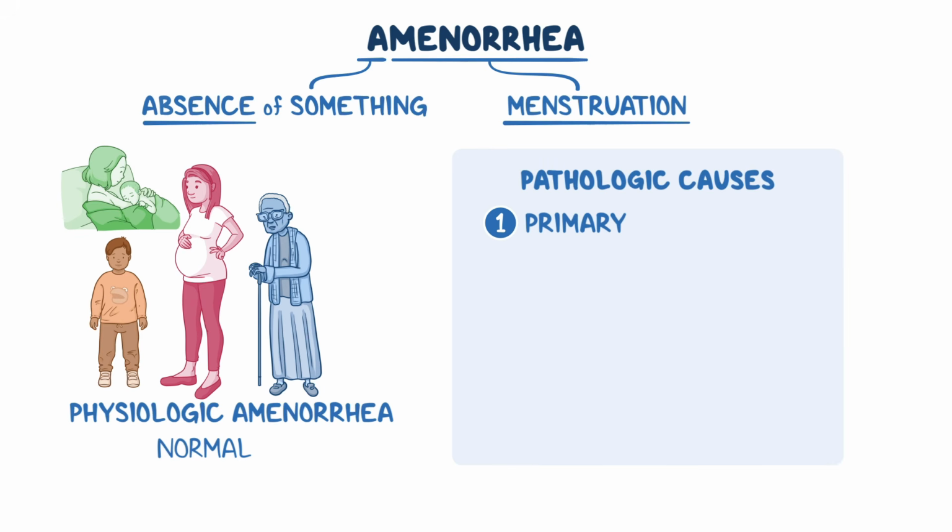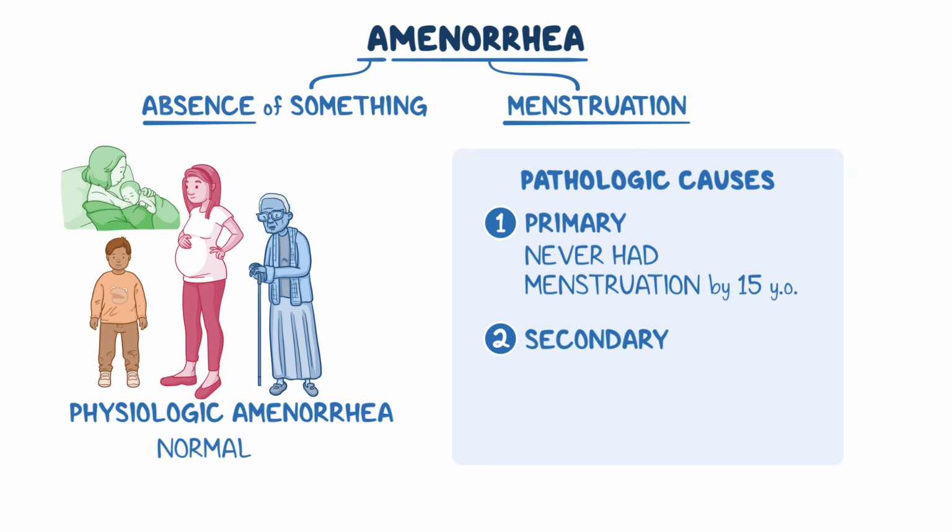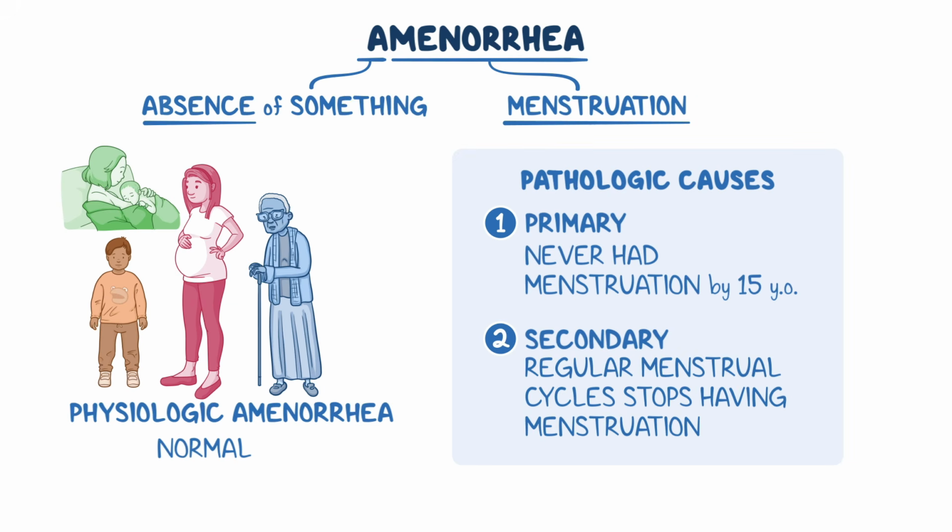Primary amenorrhea refers to situations where a person has never had menstruation by 15 years of age, while secondary amenorrhea occurs when a person who used to have regular menstrual cycles stops having menstruation for a while.